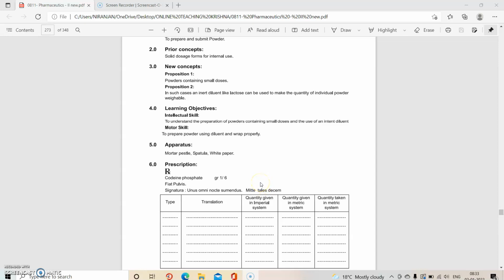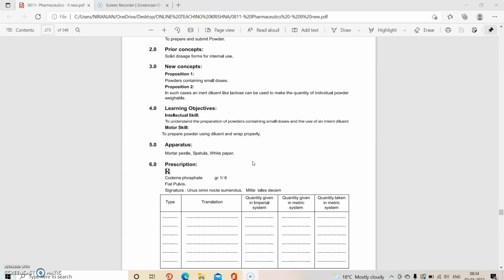So how we have to do? But here see, we have to calculate, each powder or each packet will contain 1/6 grain of codeine phosphate. 1/6 means 1 grain is equal to 64.8 milligram divided by 6. So that will be a very small quantity that we cannot weigh. So here this is the powder containing the potent medicament.